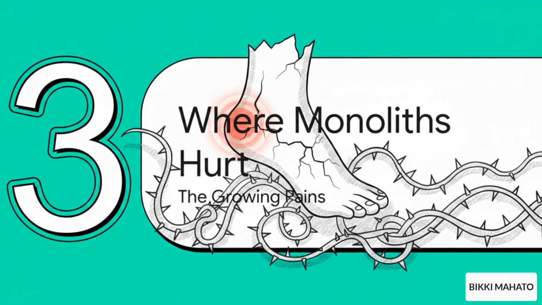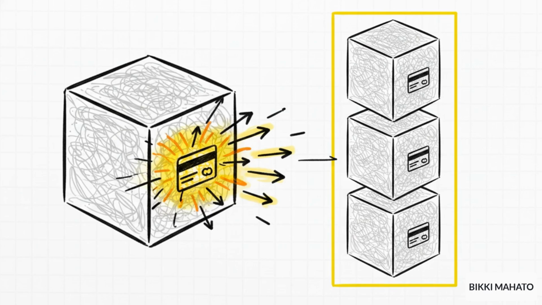The growing pains. As your company and your user base explode, you're going to meet the villain of our story, the scaling trap. The rule here is that you cannot scale just one hot component. You literally have to scale the entire application.